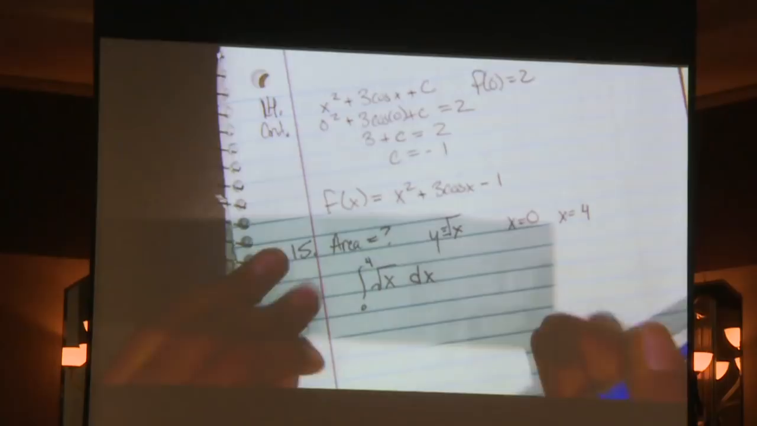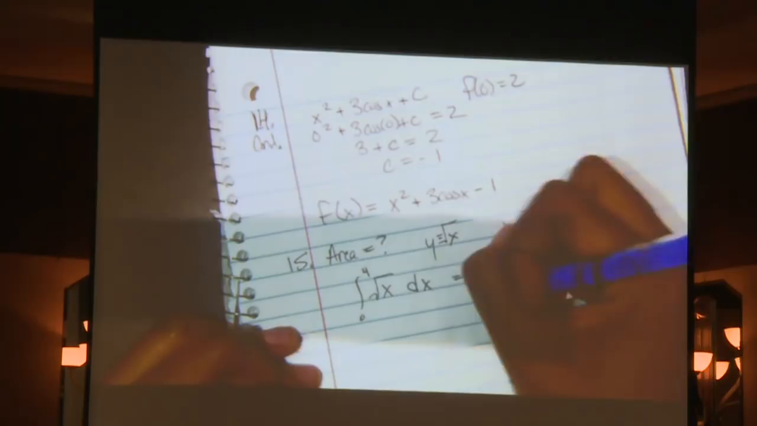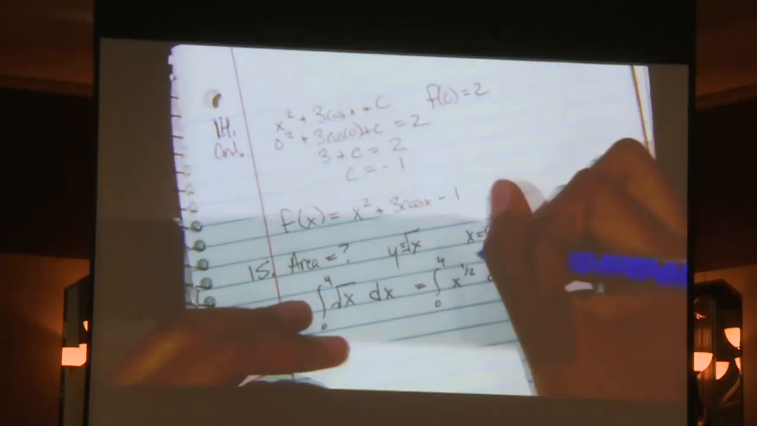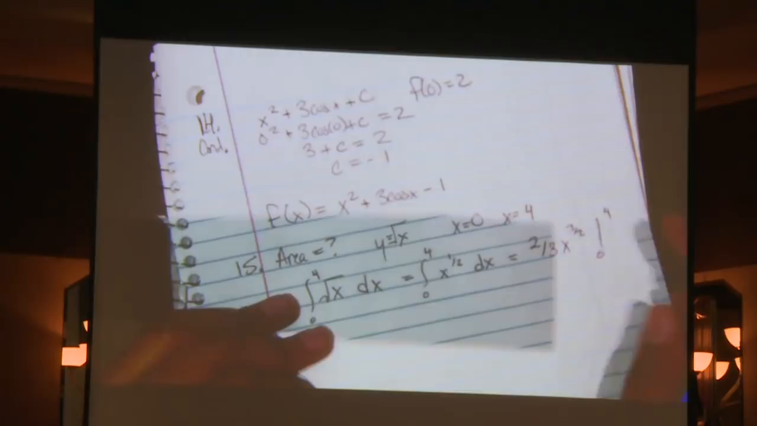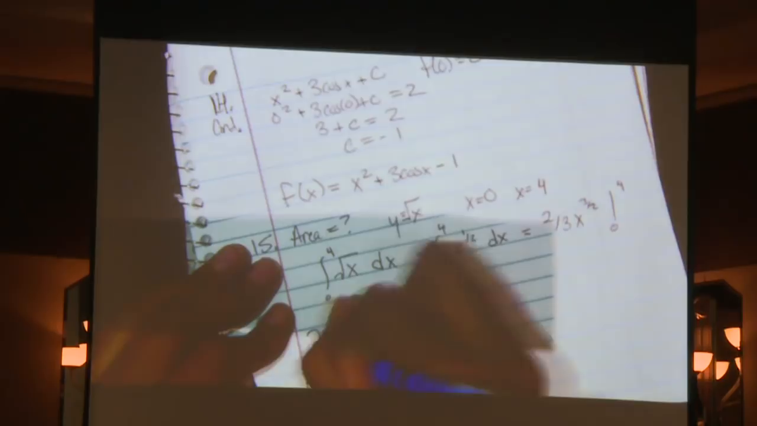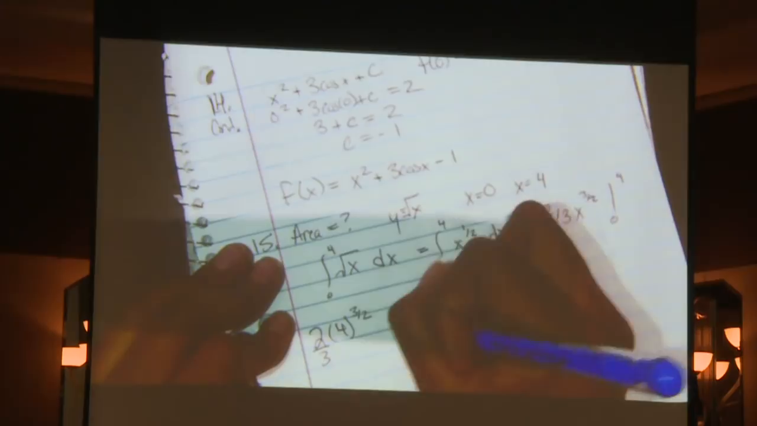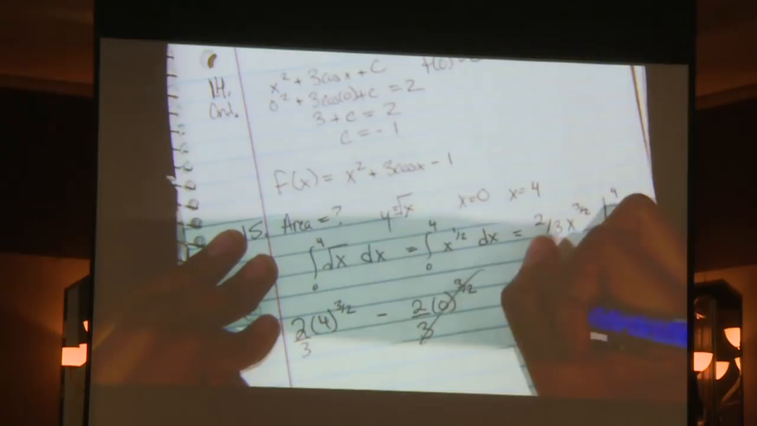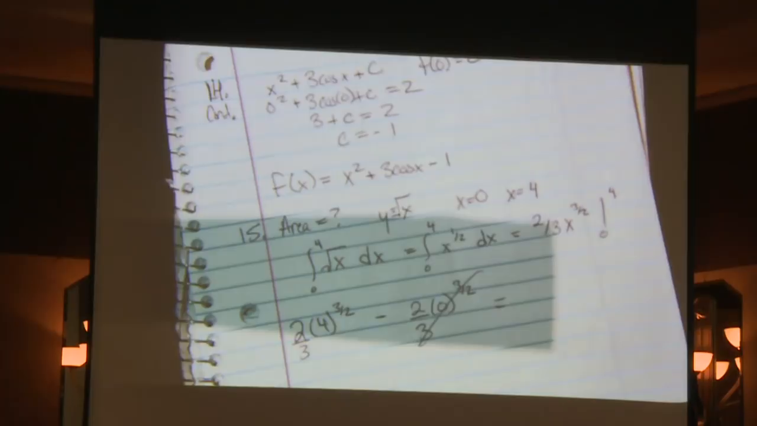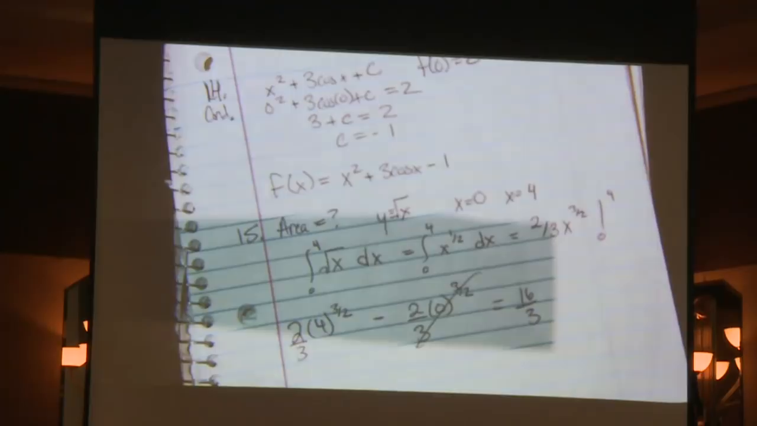Cool? All right. So I'm going to rewrite this just for ease to look like this. Same thing. Add 1, that gives me 3 over 2. So now I have 2 over 3 times x to 3 over 2 from 0 to 4. And then what you do is plug in this number, 4, minus the function when you plug in this number, 0. That goes to 0. And then this gives you, what is that, 4 cubed, 64, square root, 8. 8 times 2 is 16. 16 over 3. Cool.